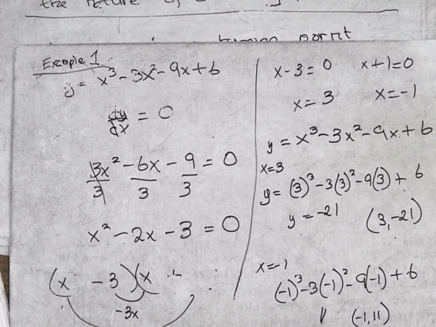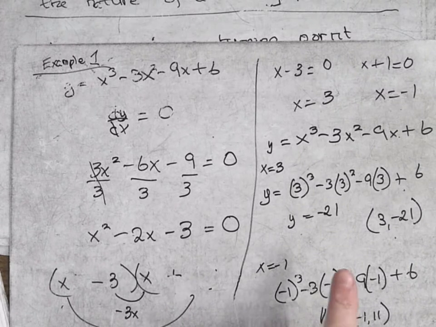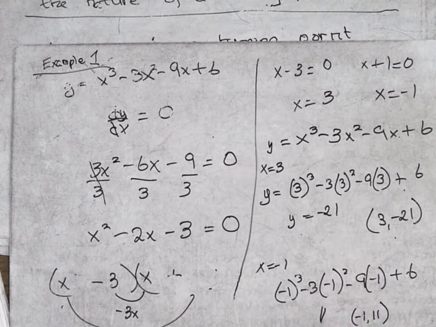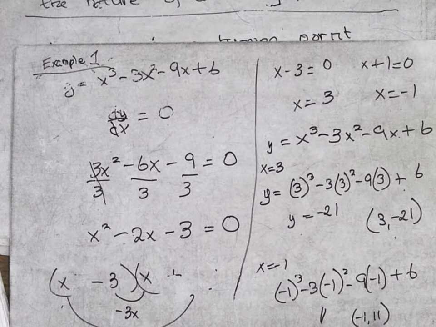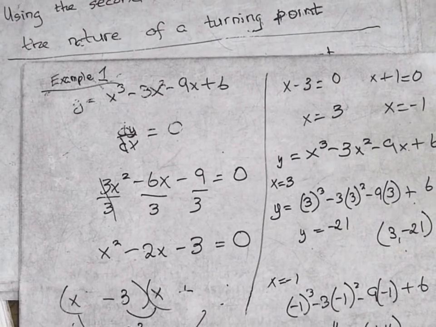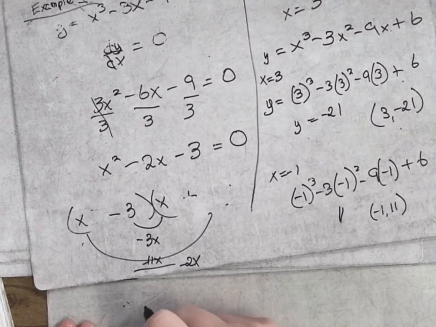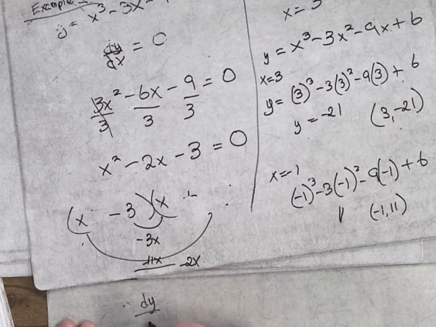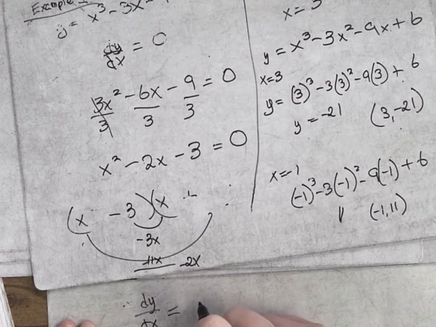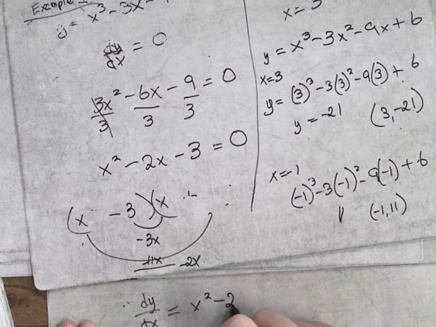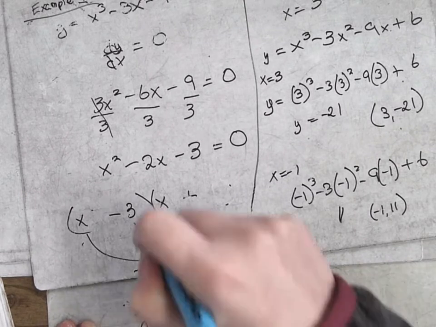So example 1, this is question 5 from last night. We've ended up with our turning points, but then it says use d2y dx2 to determine whether it's max or min. That's the only time you'd use it, when they tell you to, because the other way is way shorter. So let's get d2y dx2. Look, dy dx is x squared minus 2x minus 3. I got it up there.